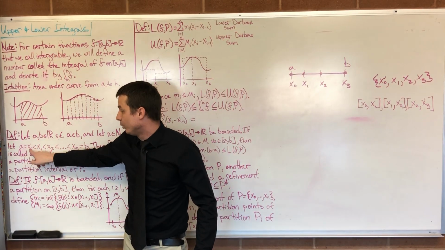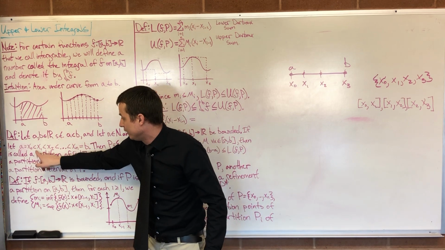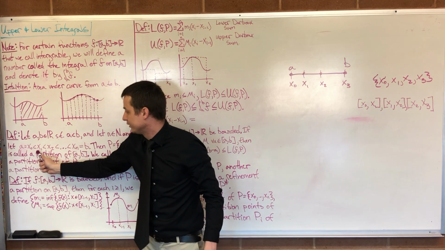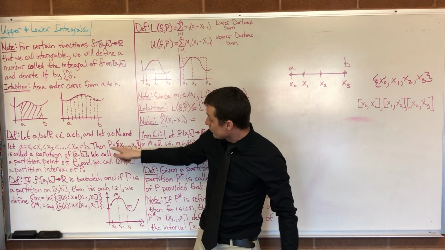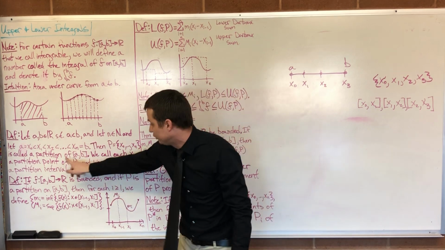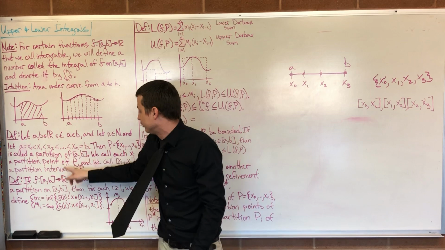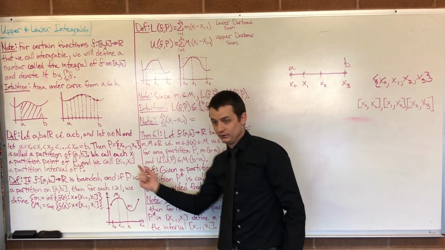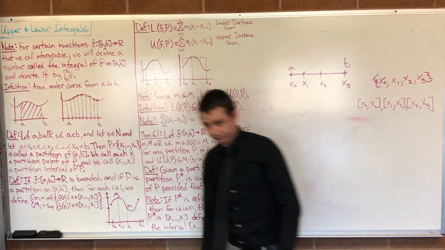So let A equal x0, B equal xn, and we have x0, and we have x1, x2, in between them. So A is equal to x0, which is less than x1, less than x2, all the way up to xn, which is equal to B. Then we call P, equal to all those x's, a partition of the closed interval AB. We call each of those little x sub i's a partition point of P, and we call the interval x sub i minus 1 to x sub i a partition interval of P.